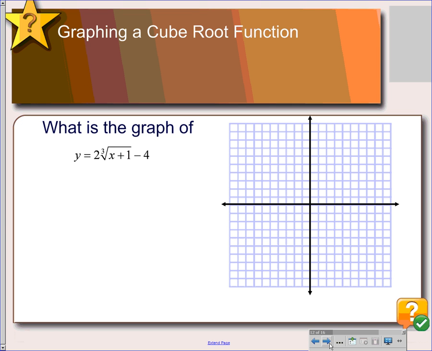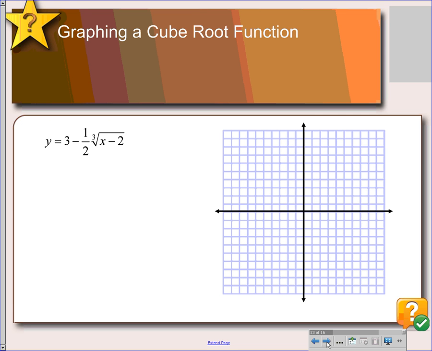So we have a graph here. The center point that's normally at the origin is going to go left 1, down 4. So left 1, down 4 puts us here. This is the middle point. And then the 2 here on the front is going to make the graph stretch. So the point that's normally over 1, up 1 is over 1, up 2. And the one that's normally left 1, down 1 is left 1, down 2. So we have the cube root function here that's been stretched.